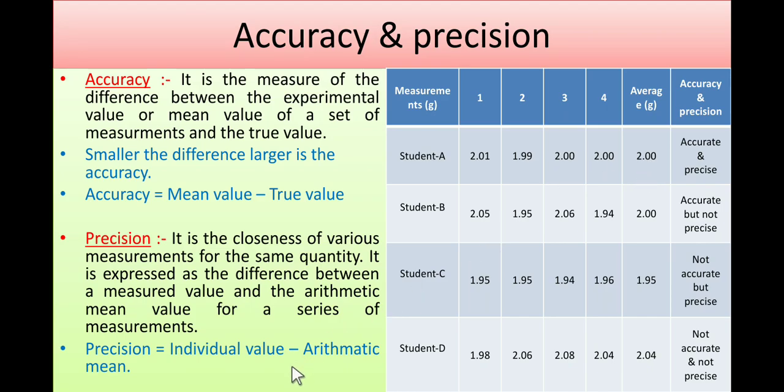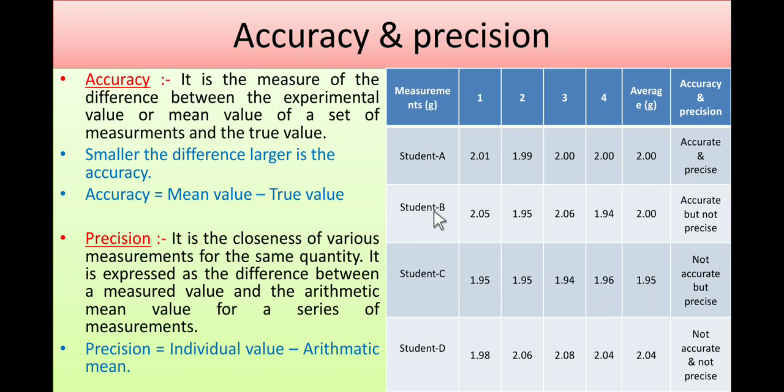For example, the accurate value of this experiment is 2.00. Now we see the average value is accurate. Here the true value is not mentioned, the true value is 2.00. So student A is accurate and also precise. Every reading is very close to 2.00. All readings are very close to 2.00.